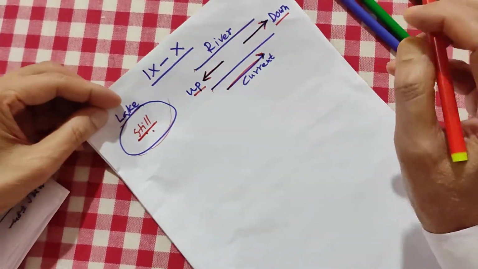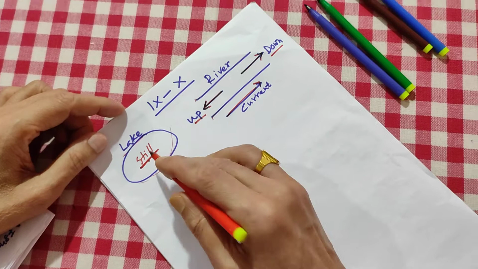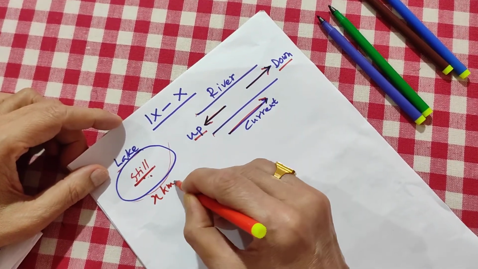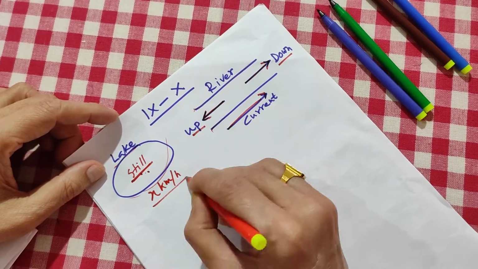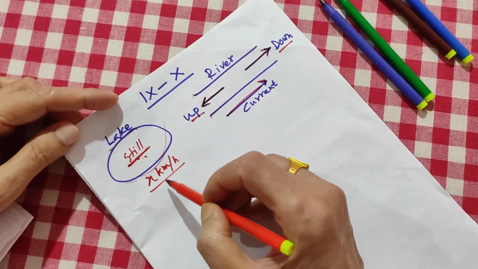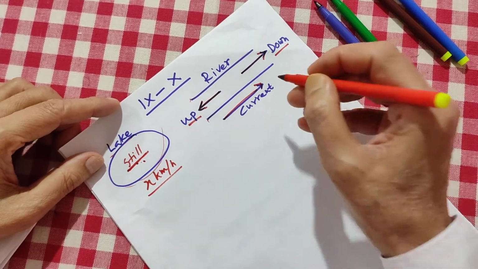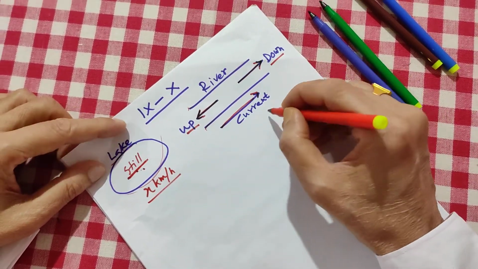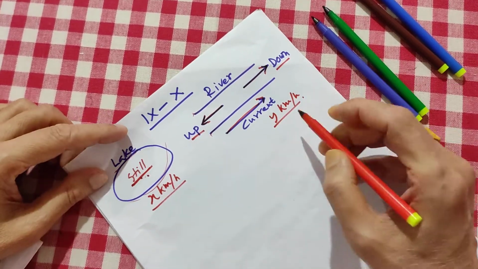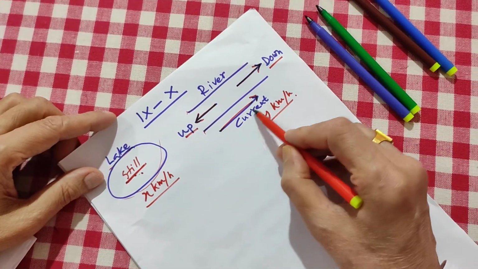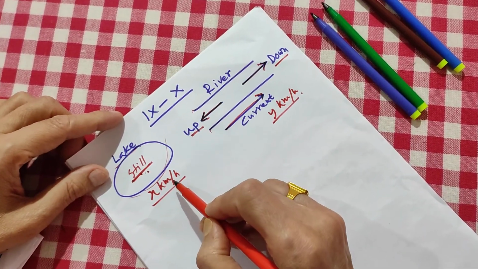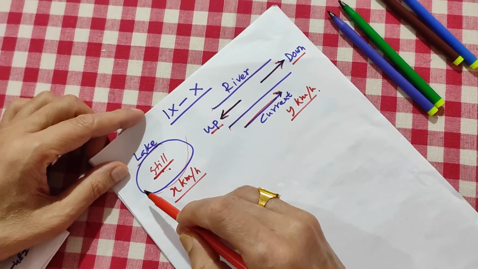All right. Now suppose normal speed of a boat is x. Speed of a boat is suppose x km per hour. Normal speed of a boat in still water is suppose x km per hour. And the speed of current in a river, suppose y km per hour. So y km per hour is the speed of water current in a river. And the x km per hour is the actual speed of a boat in still water.